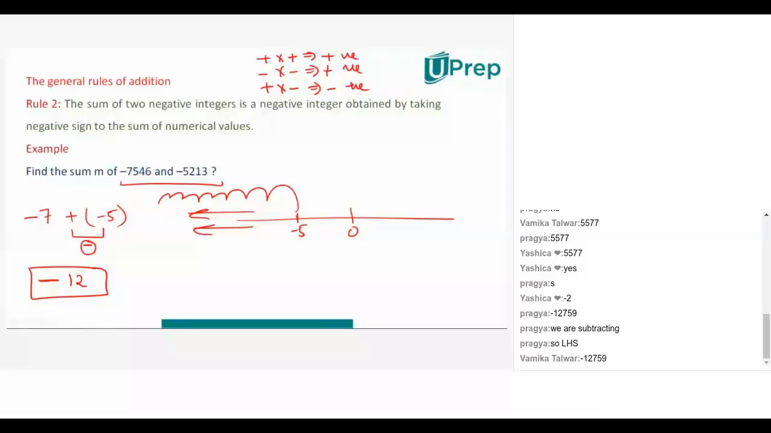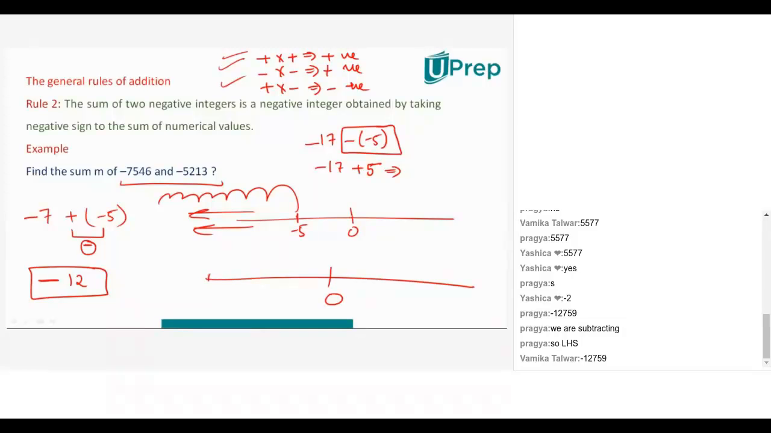Right. Sir, I have another doubt too. If it is minus 17 minus 5, what will it be? Is this what you're saying? What will be the answer then? Now what is minus into minus, Neha? Look at the three operations I wrote on top. Minus into minus is positive. Right. So what is minus 17 plus 5?